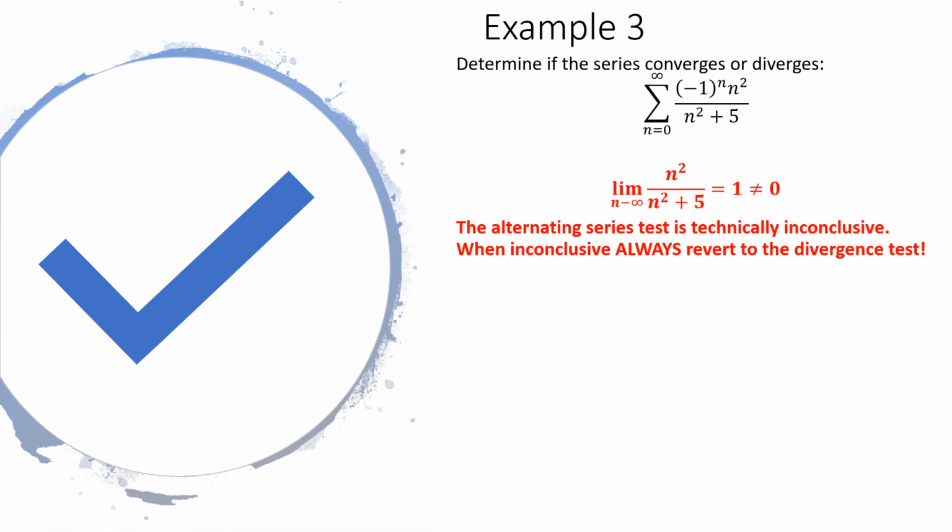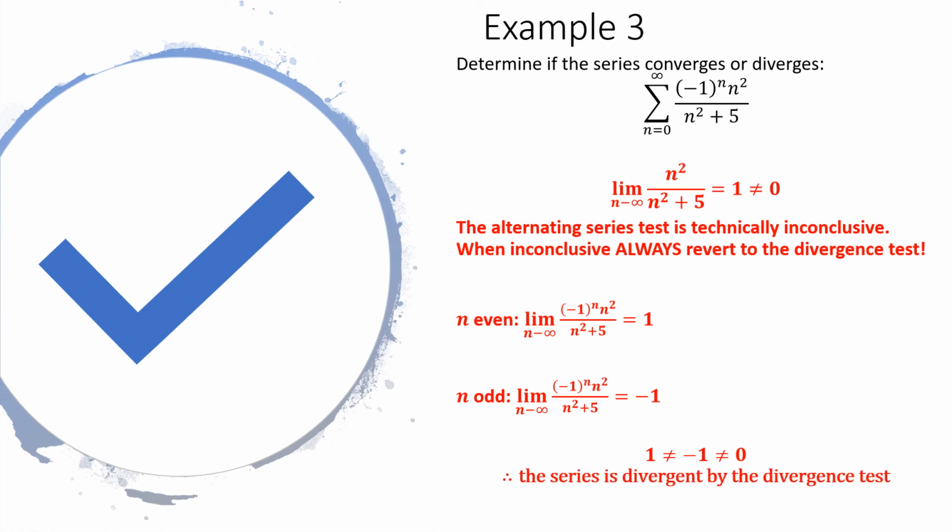Basically, to use the divergence test, I'm going to show the limit as n approaches infinity for n being even is 1, and the limit as n approaches infinity for n being odd is -1. 1 doesn't equal -1, and neither one of those equals 0, so that means this series diverges by the divergence test. So once again, if your alternating series test fails, always revert to the divergence test, and your divergence test will prove that it diverges because your limit doesn't equal 0.